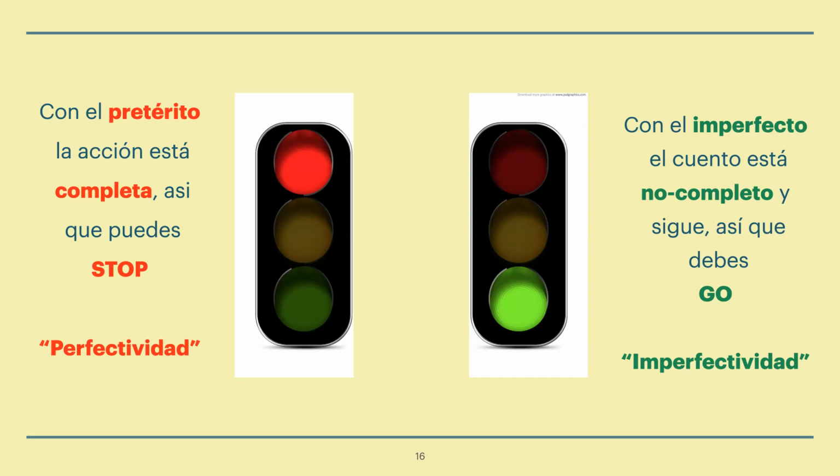Con el pretérito la acción está completa, así que you can think stop. It's done, it's complete. Indica la perfectividad. Con el imperfecto, el cuento está no completo y sigue, así que debes pensar en go. The green indicates the imperfectividad. So red, preterite, green, imperfecto.